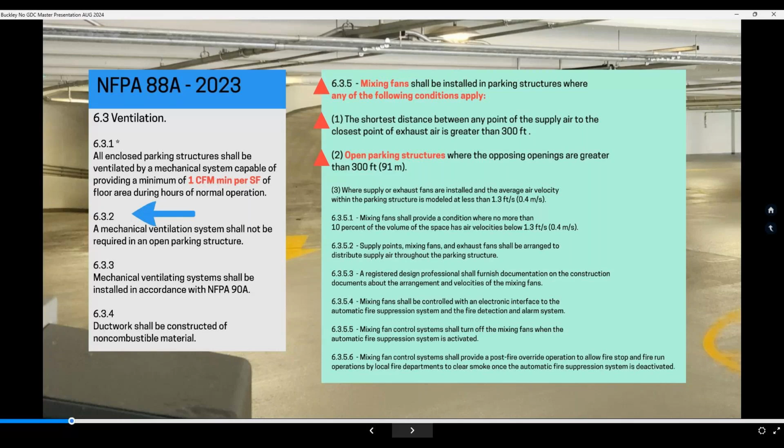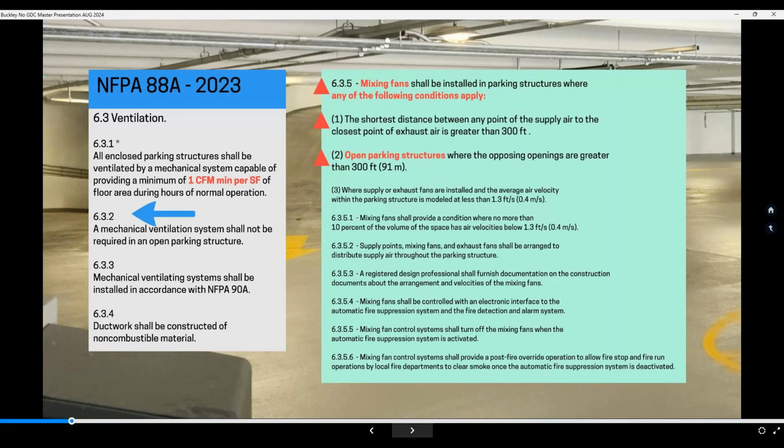Now, what I want to do is draw your attention quickly to what's highlighted in red here, because that's really the meat and potatoes behind this, although I do recommend you become fully familiar with the 2023 version of 88A. We point out here that 6.3.5 now says that mixing fans, and for this application we're talking about jet fans, shall be installed in parking structures where any of the following conditions apply. So let's look at the very first two, because they have a big impact.